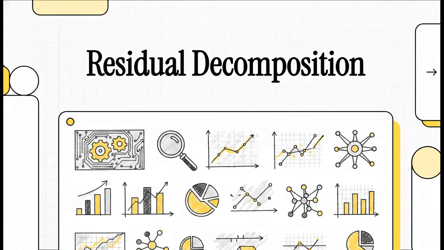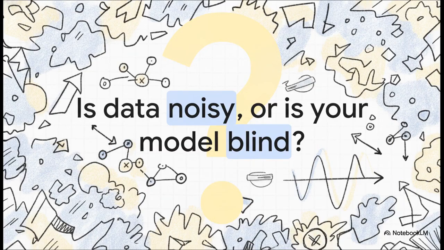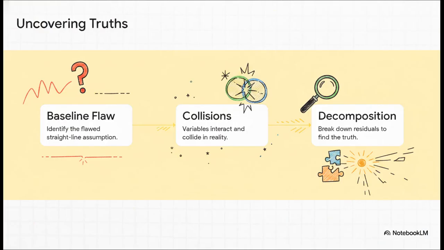Welcome to our seminar. Today's explainer focuses on forensic data architecture and modeling hidden variables. A crucial question before analyzing corporate data: Is the environment truly chaotic or simply misunderstood? Our syllabus outlines 3 methodical steps: the baseline flaw, contextual collisions, and residual decomposition.